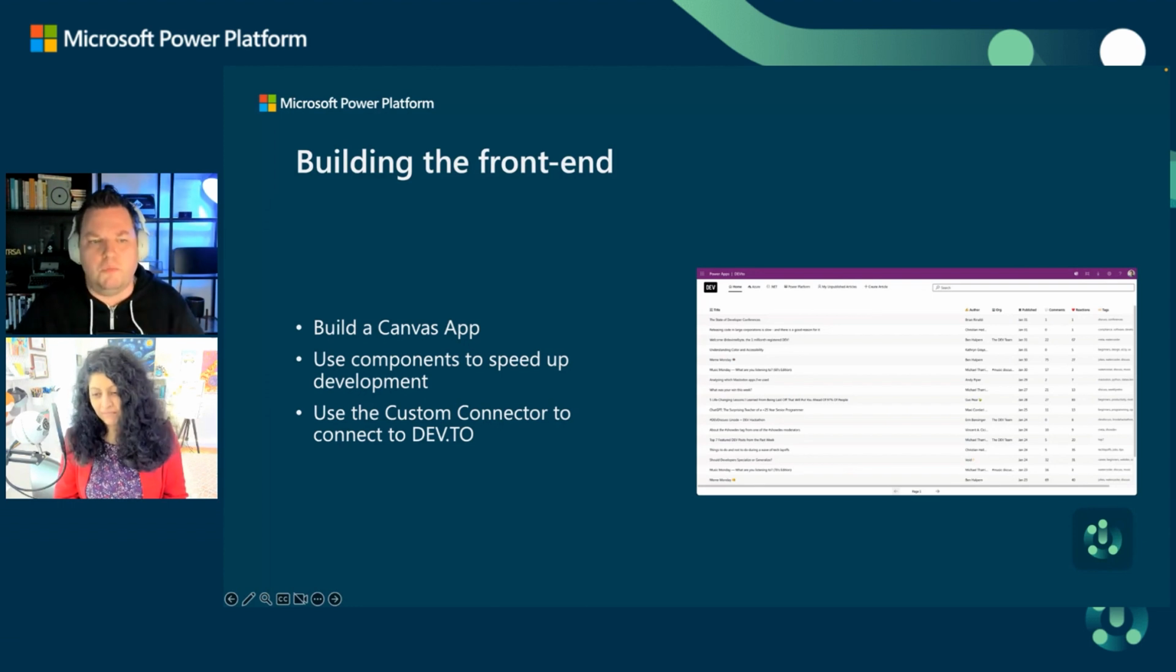We are going to use components to speed up the development, because components are really easy to use, and there's a bunch of things that you want to reuse within apps, of course, like a menu, a search bar, maybe a table, and it can help a lot with speeding up your development. And of course, we want to use our custom connector to connect to dev.to.